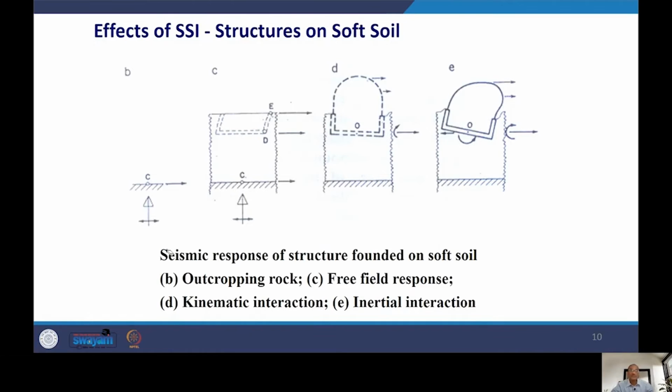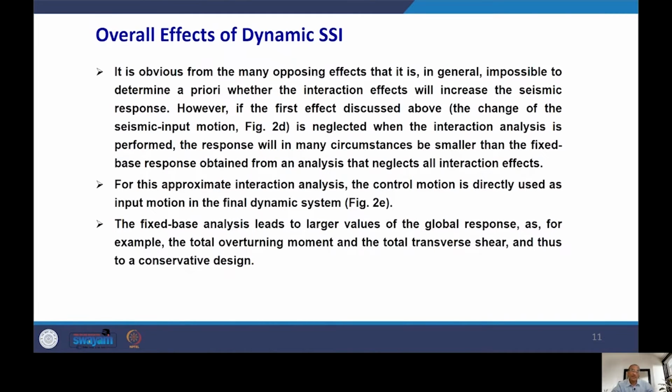Now coming to these effects of SSI, which we have already discussed. Now the third, overall effect of dynamic SSI. When we talk about the overall effect of dynamic SSI, first of all one needs to understand there are many opposite effects. What is the opposite effect? One effect, soil amplification, normally says that the response will increase, while due to the change in the natural frequency, the response may get decreased. Third effect is increase in damping, which also reduces the response of the system.